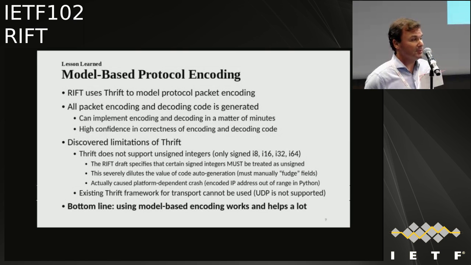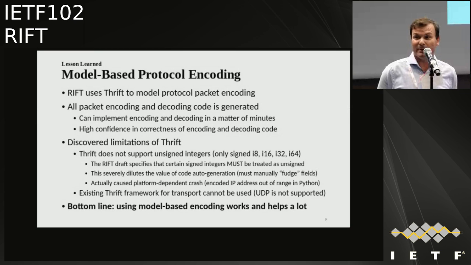We did run into some interesting limitations or gotchas with Thrift. One of them is related to the fact that Thrift does not have any unsigned integers in its repertoire, only signed integers. So if you read the RIFT draft carefully, there are about 20 or 30 places where the draft says, here is a signed 32-bit integer that is supposed to contain an IPv4 address, and then there's a comment next to it: your implementation must interpret this as an unsigned integer.